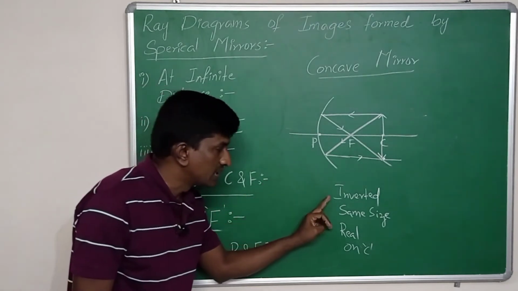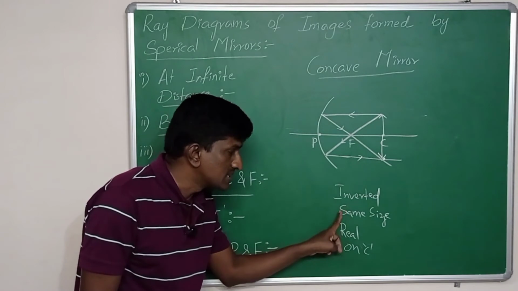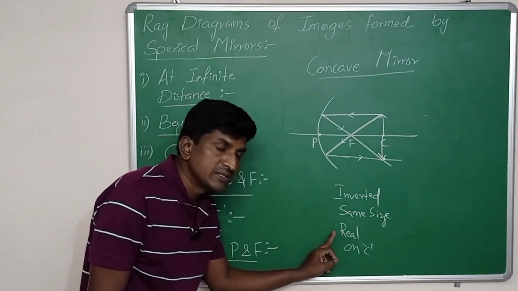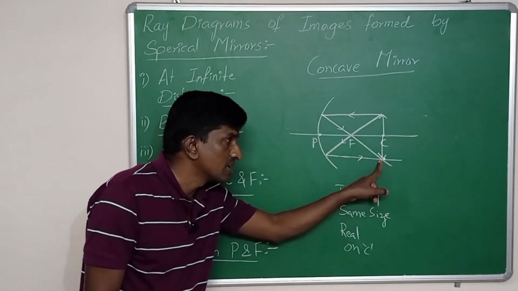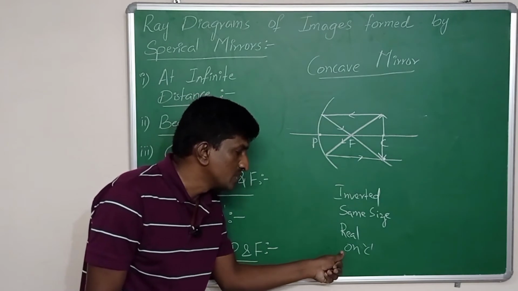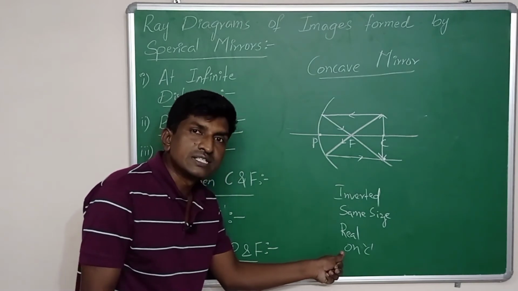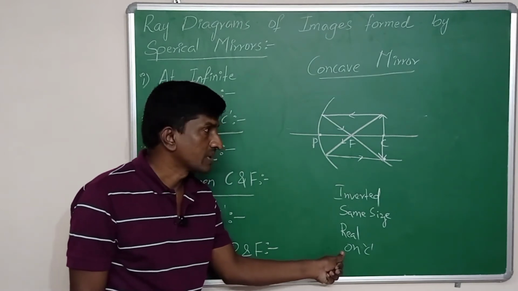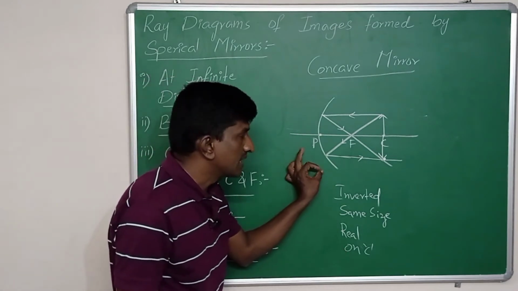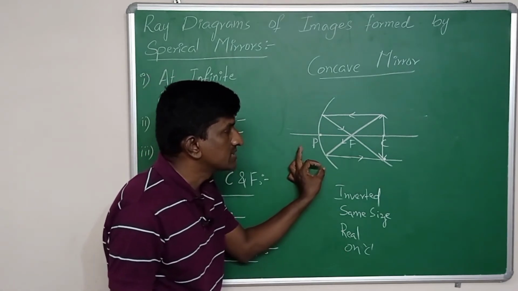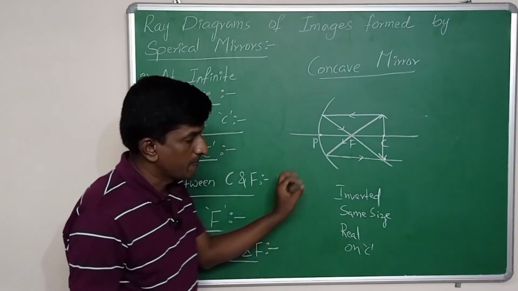So the inverted image, same size, and a real image, because this image can be captured on the screen, and the position of the image is on C itself but inverted. So this is the ray diagram for the object placed on C, center of curvature.